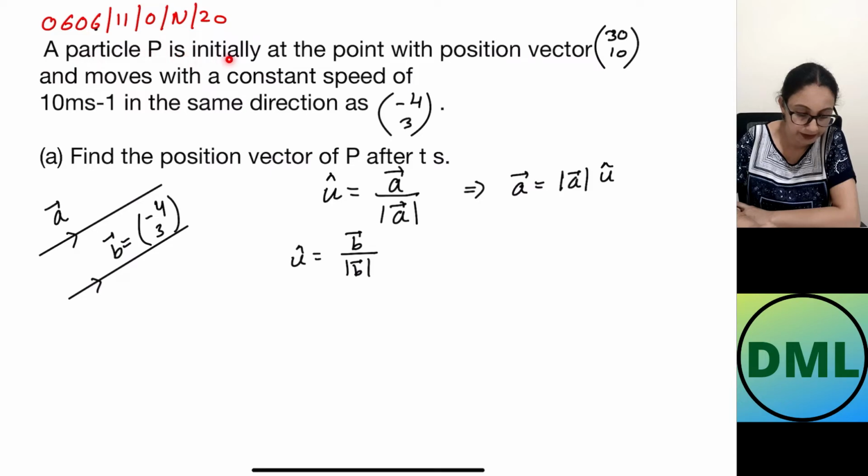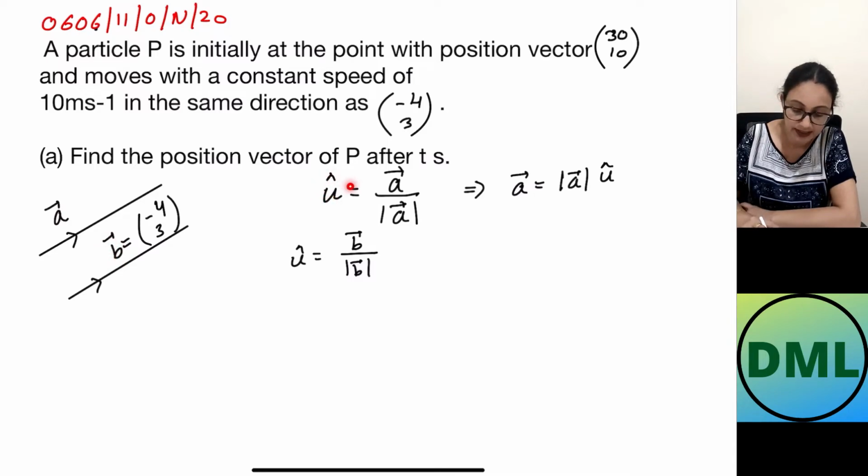A particle P is initially at the point with position vector 30i plus 10j and moves with a constant speed of 10 meter per second in the same direction as minus 4i plus 3j. Find the position vector of P after t seconds. So we need to find out the vector which is in the same direction as the vector B.